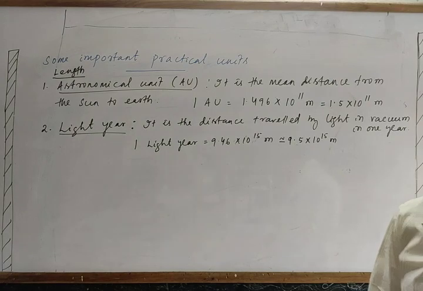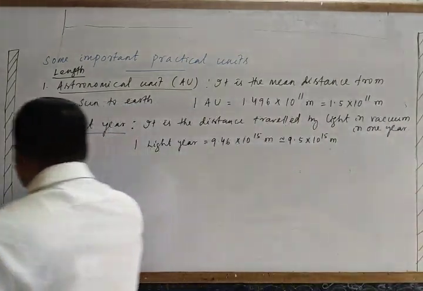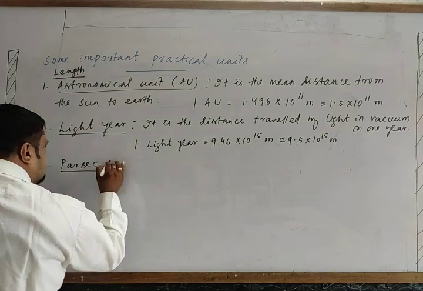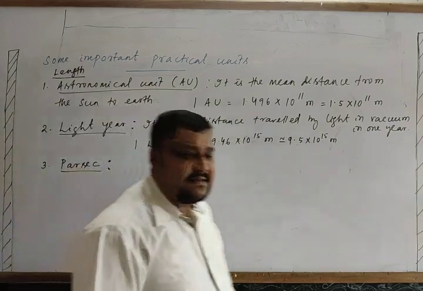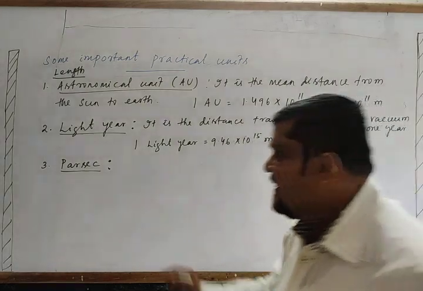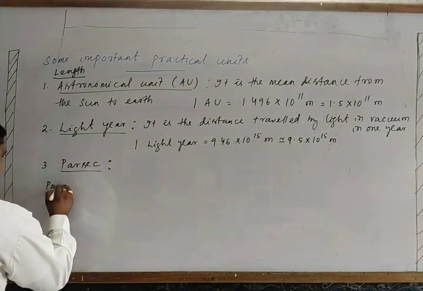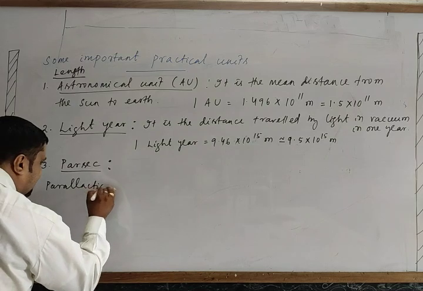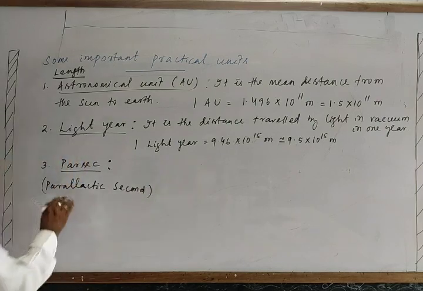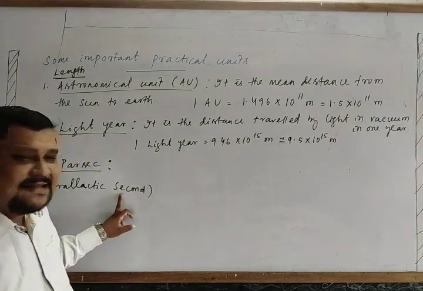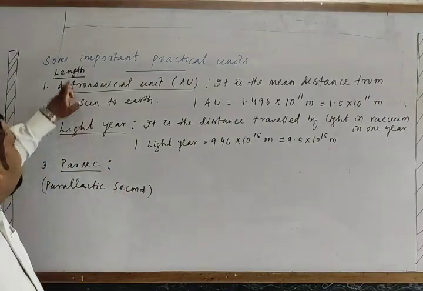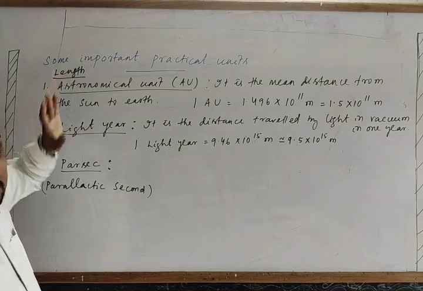Then the other unit for measurement of length is the parsec. Very, very important one. What is this parsec? Parallactic second. Remember, generally there is a confusion among students because it is written as second. It is not the unit of time. It is the unit of length. Don't get confused.